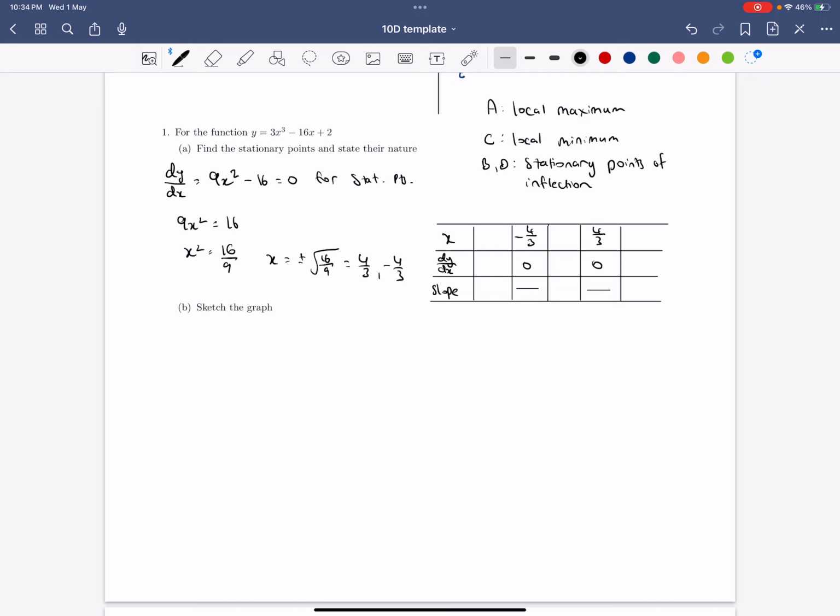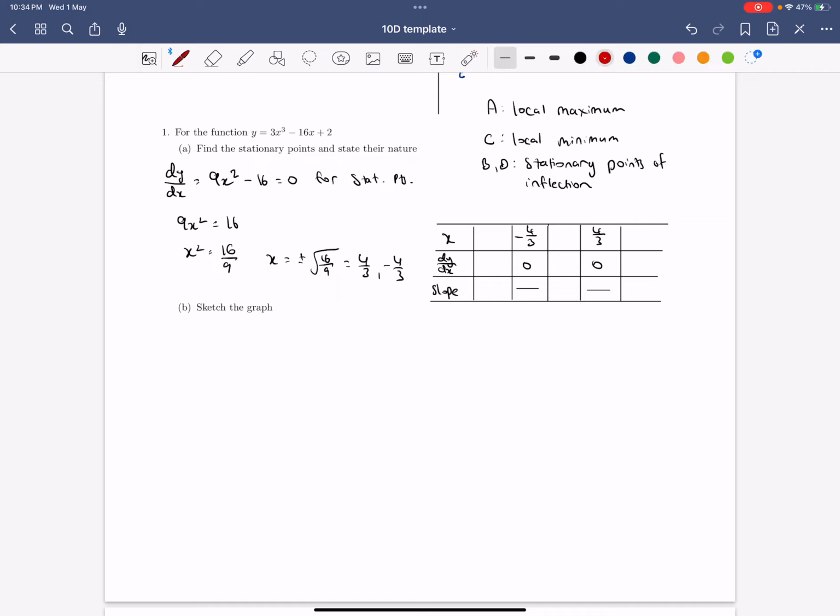So that means that the gradient in this region and this region over here are all going to be the same. And what are these regions? Well, we just have to choose a point. For example, for negative 4/3, we just have to choose any point to the left of that and any point to the right of that. But you've got to be careful with this point over here. You want it to be specifically between negative 4/3 and positive 4/3.